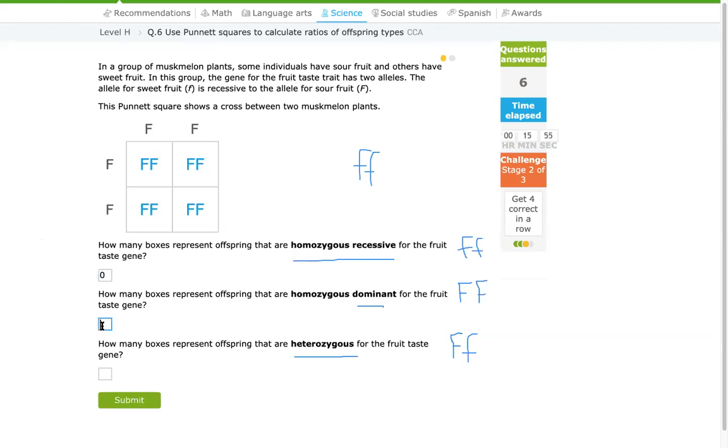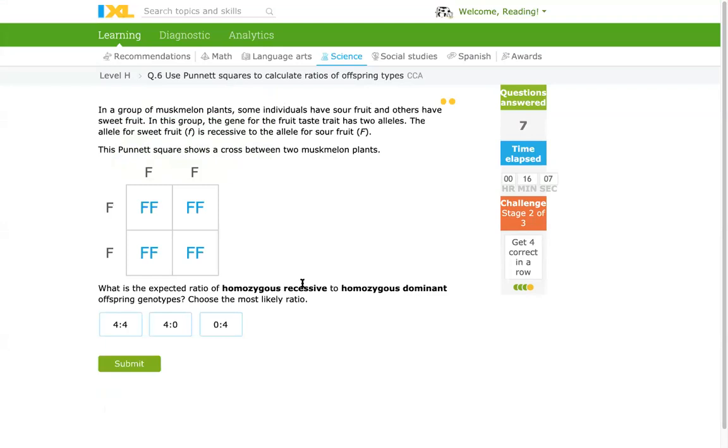So how many homozygous dominant do we have? Four. And how many heterozygous do we have? Zero. All right, let's see if we're right. We're right. Okay. It says, and write this in the chat box, don't answer out loud: what is the expected ratio of homozygous recessive to homozygous dominant? Go ahead and put your ratio in the chat pod. You have 30 seconds.